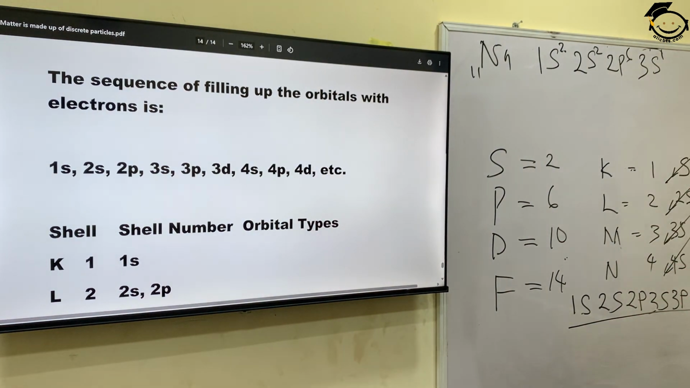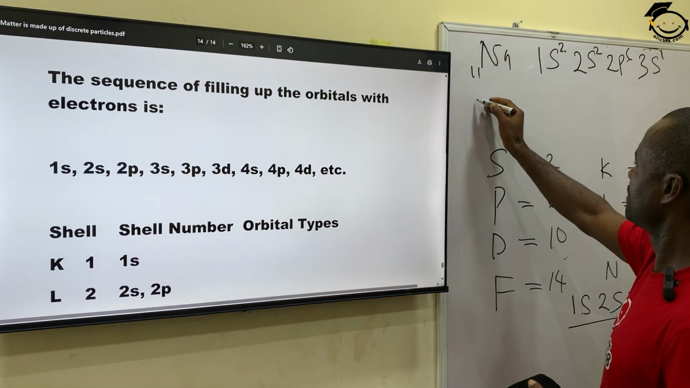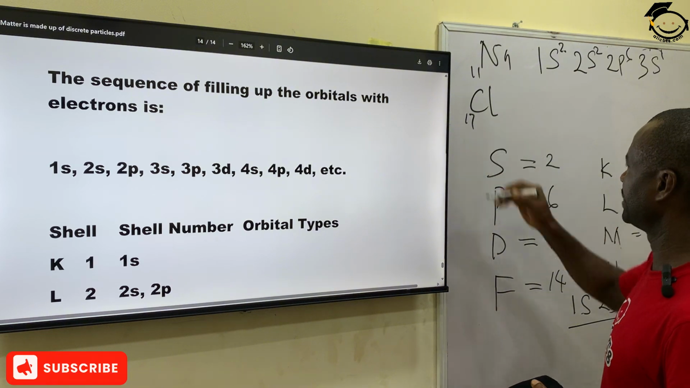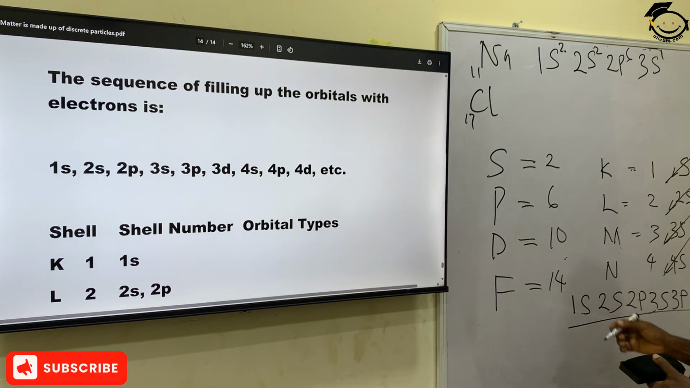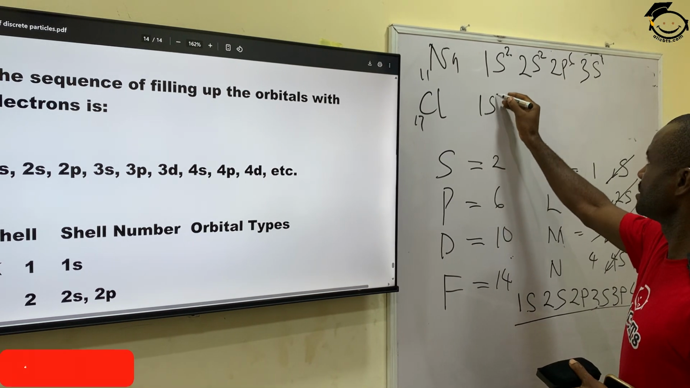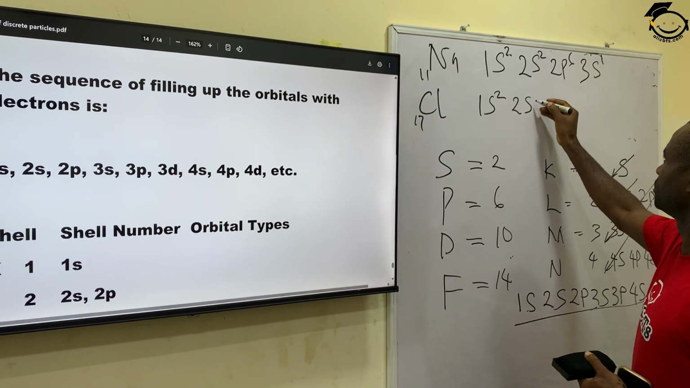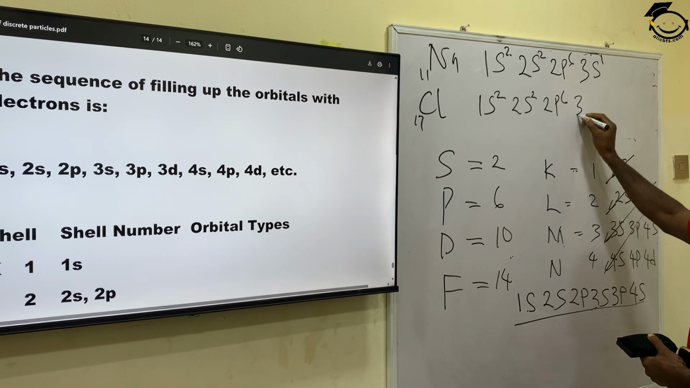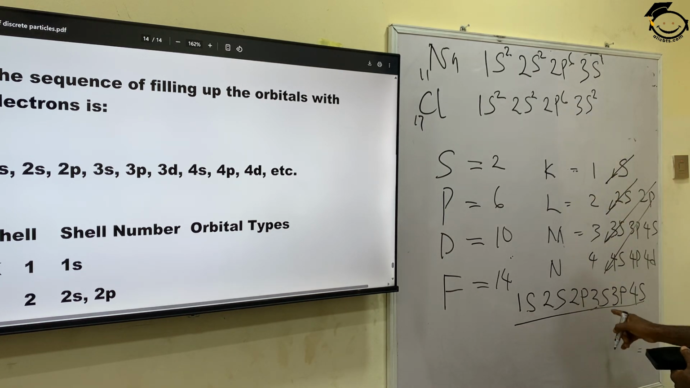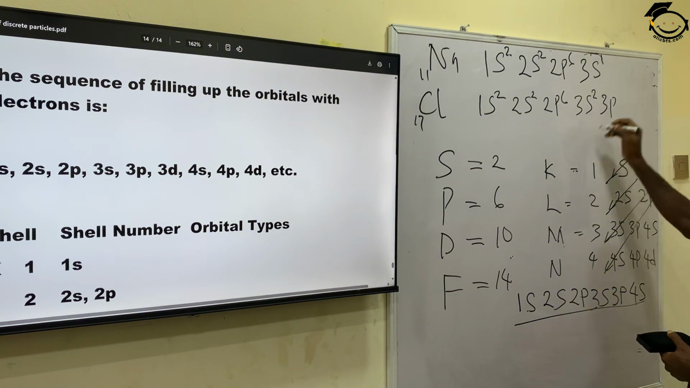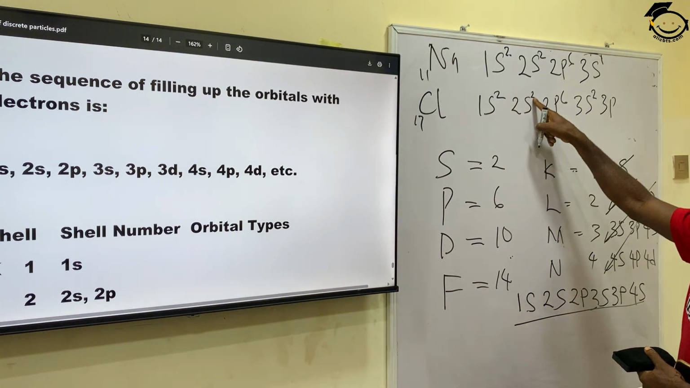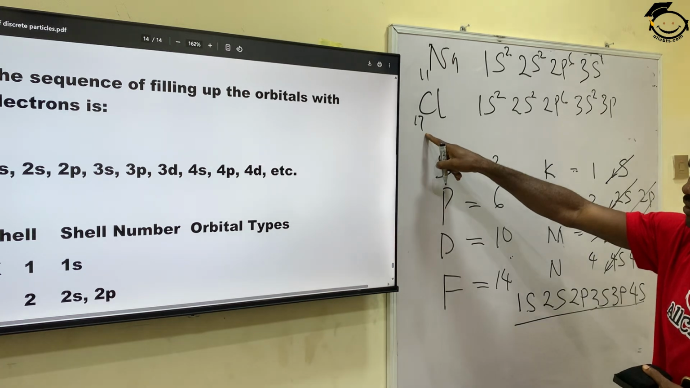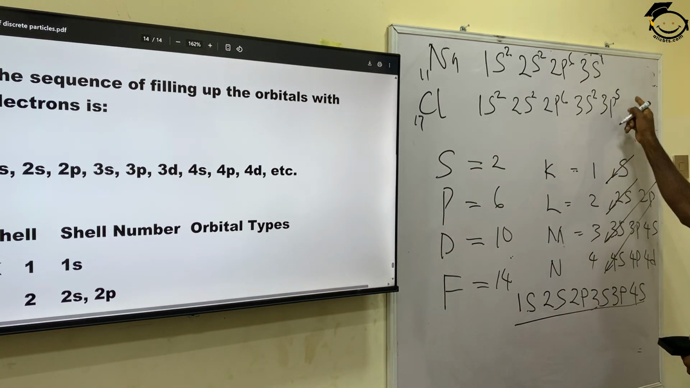Another example here. Let's see chlorine. Chlorine is 17. So chlorine can be arranged in this fashion too. 1s2, 2s2, 2p6. You know, the next one is 3s. 3s maximum 2. Then after this, they will have 3p. Mind you, this is 17. 2 plus 2 plus 6 is 10. Plus 2 is 12. 12 out of 17, that leaves 5. That gives you 3p5. So by the time you add everything, it gives you 17.